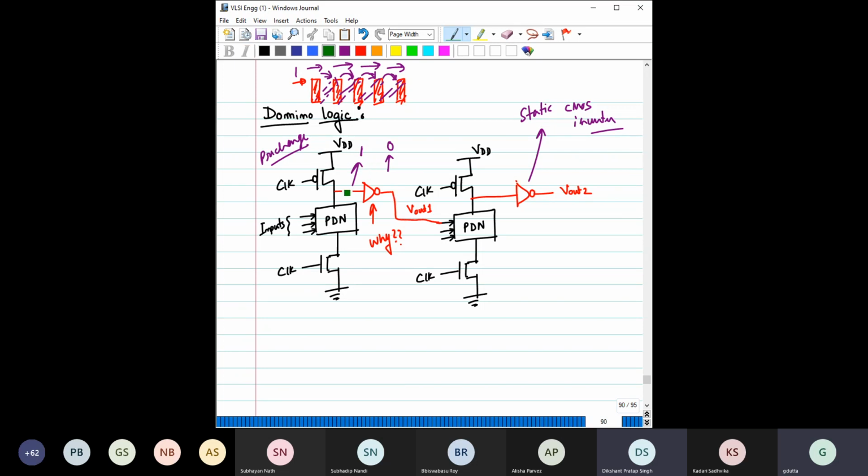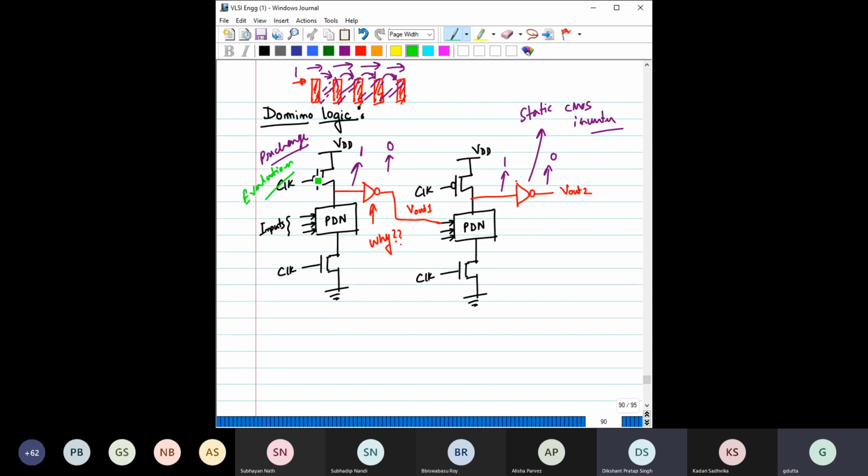During pre-charge, we have seen that here it is 1, here it is 0, 1, 0. So let me write it here as well. So this is 1, this is 0. And then we have gone to the evaluation phase.